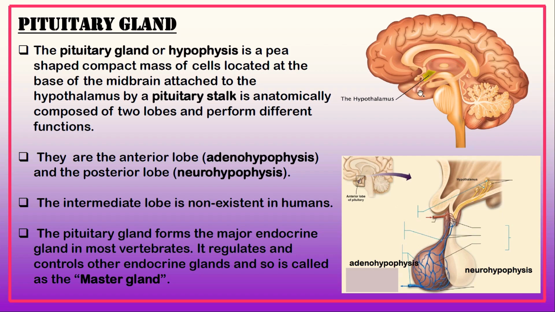The intermediate lobe does not exist in human beings. In human beings, there is no intermediate lobe. The pituitary gland forms a major endocrine gland in most of the vertebrates because its secretion regulates other endocrine systems, and so it is called the master gland. The secretion of the pituitary gland controls the other endocrine glands, and so the pituitary gland is called the master gland.